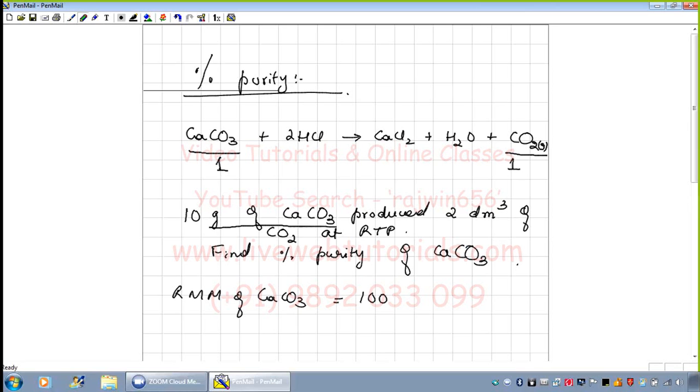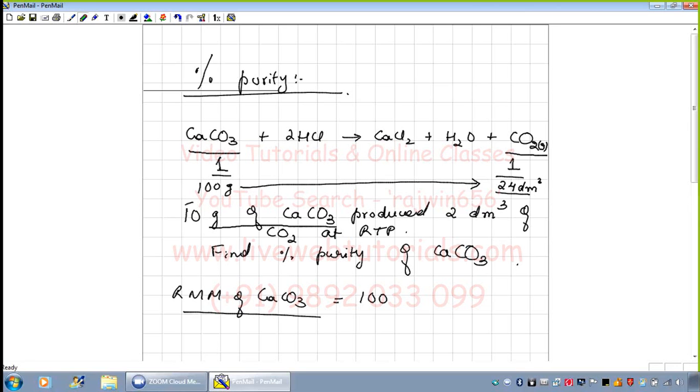Then the ratio over here is 1:1. So if I am taking here the RMM of CaCO3, this is 100 grams. Then this is 1. Now here the volume of carbon dioxide is involved. So here 1 mole is there. So that is going to be how much? 24 dm3. So if this is 100 grams, that is supposed to give me how much? 24 dm cube of CO2.